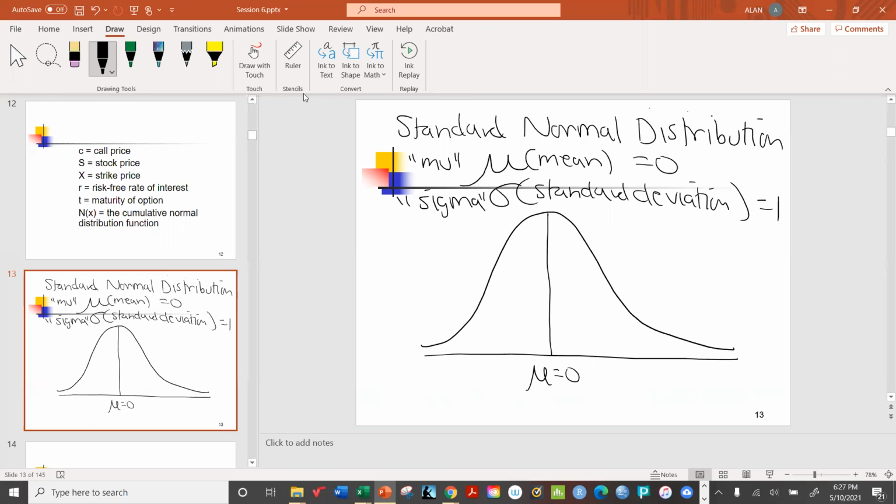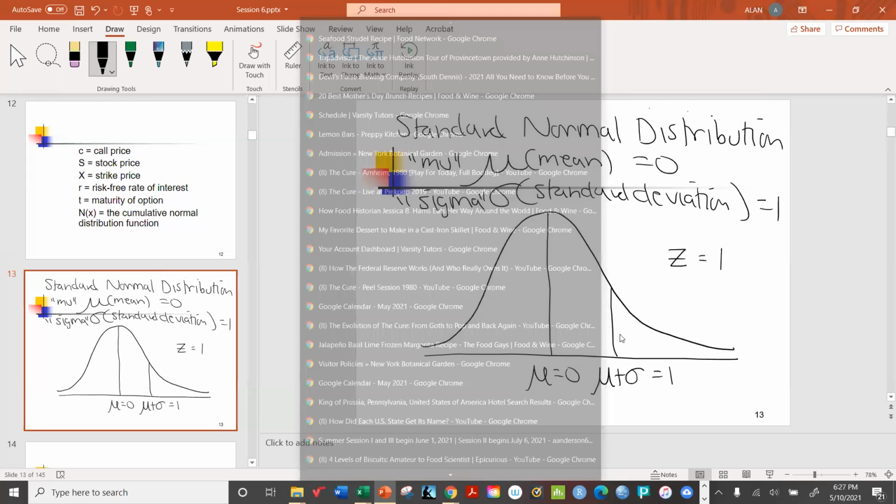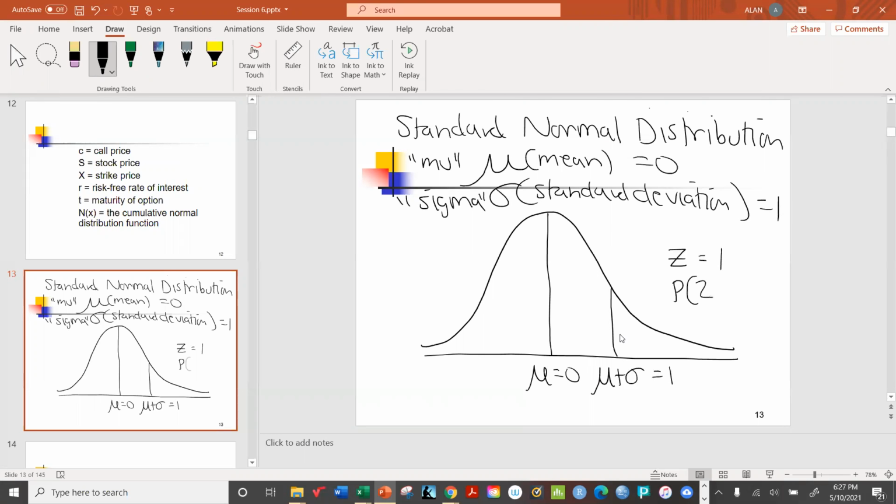Now, suppose that I have a value of some kind, calculated who knows how, but Z equals, let's say, 1. In this scale, 1 represents 1 standard deviation above the mean. So the probability of this happening is equal to the area under this curve to the left of 1.